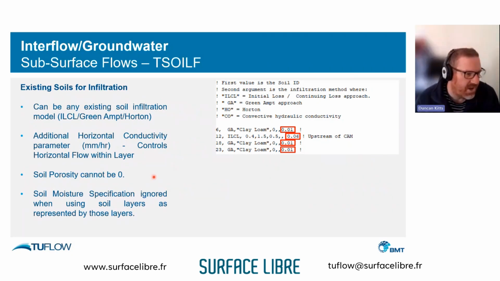So for soil layer 1, the topmost soil layer, that's what controls our infiltration. So we use our infiltration models in the same kind of way. We specify an initial loss continuing loss model, or a Green-Ampt model, or a Horton model, and we specify the parameters which control the infiltration into the soils in the same kind of way. What we do have is an additional horizontal conductivity parameter. So this governs the horizontal movement of flow in the subsurface. That's in units of millimeters per hour.